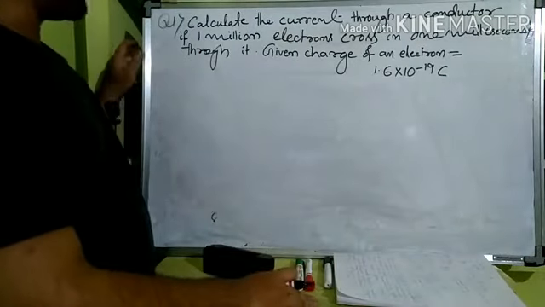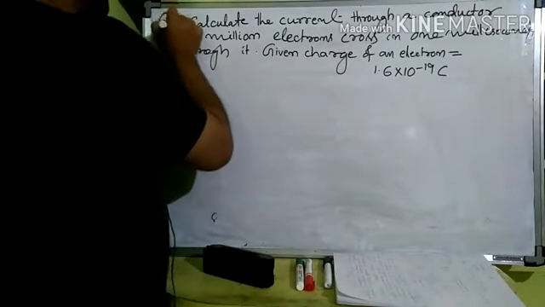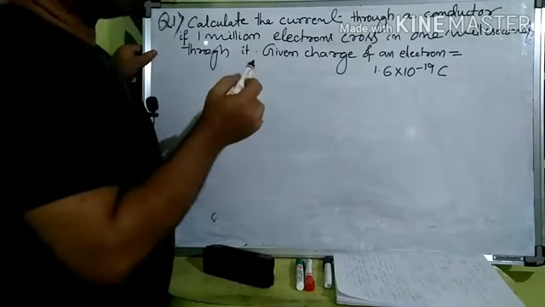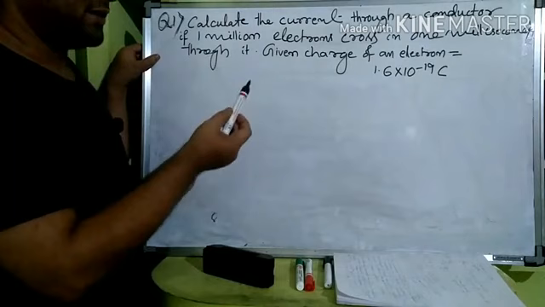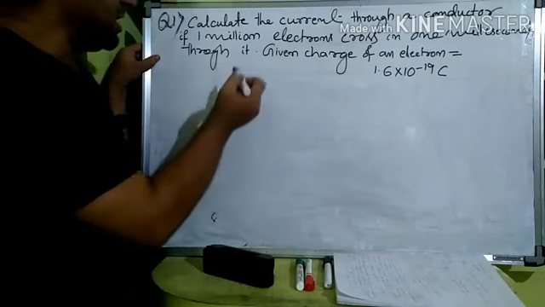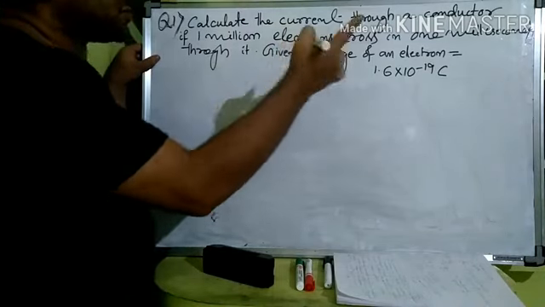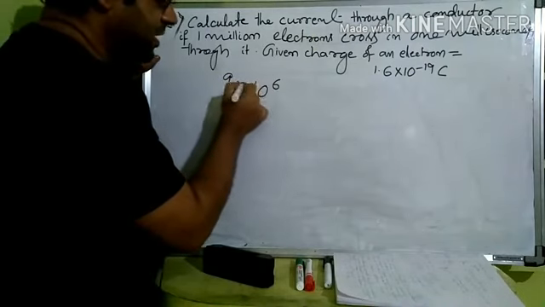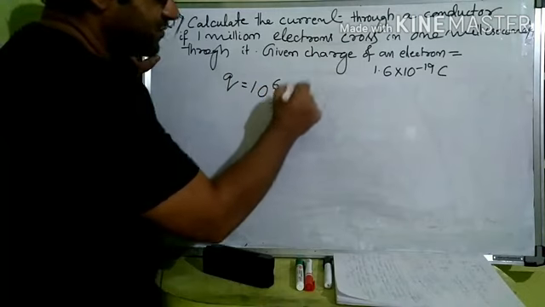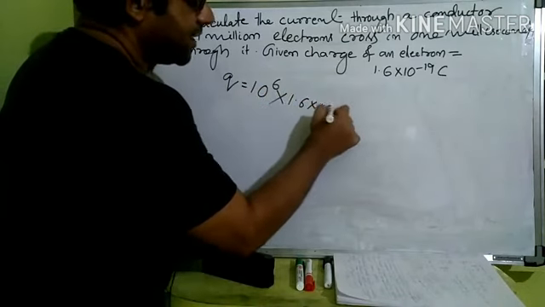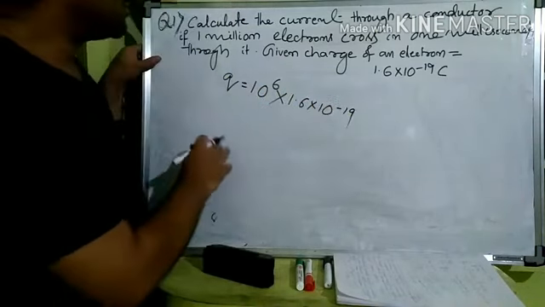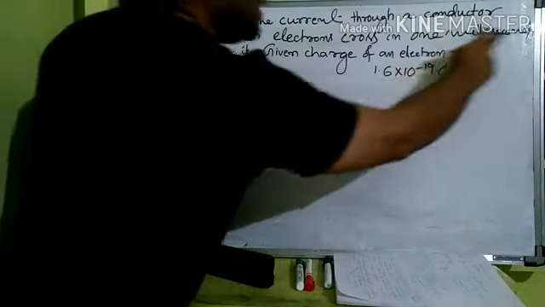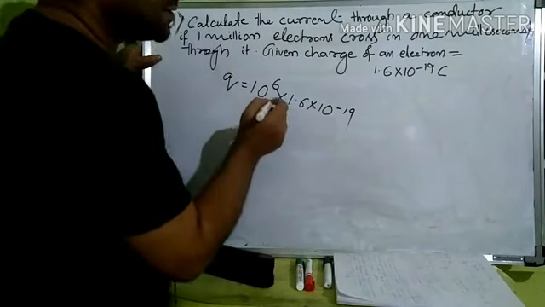Now let us take up this question, which asks: calculate the current through a conductor if 1 million electrons cross in 1 millisecond through it. Charge is given, it's simple. 1 million means 10 to the power 6 electrons, and the charge of 1 electron is 1.6 into 10 to the minus 19 coulomb. So this is the charge, and it is crossing in 1 millisecond, that is 10 to the power minus 3 seconds.